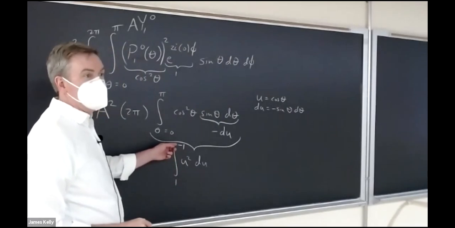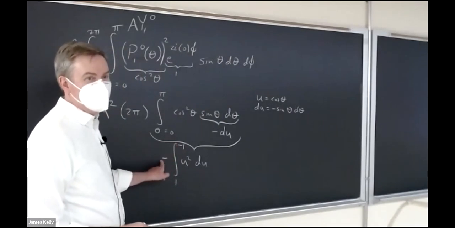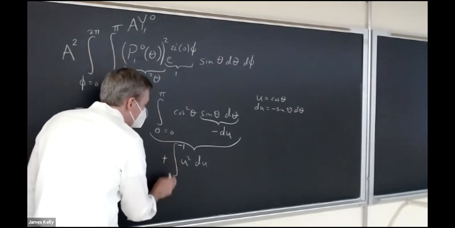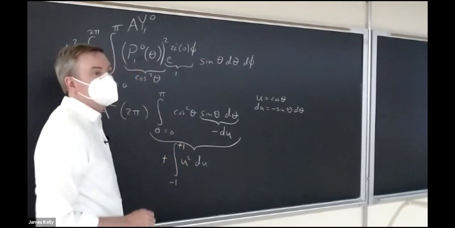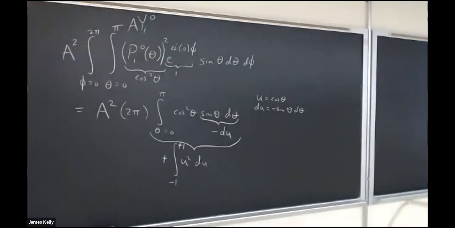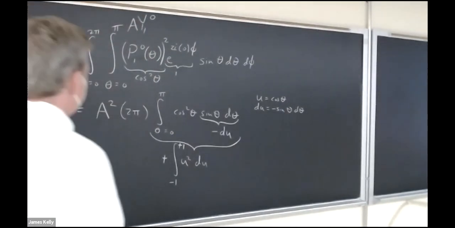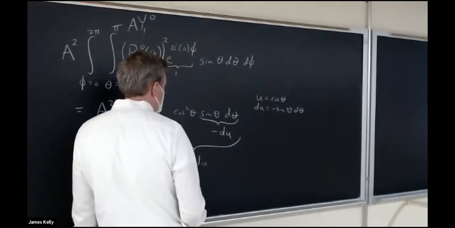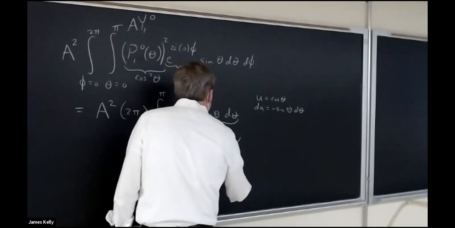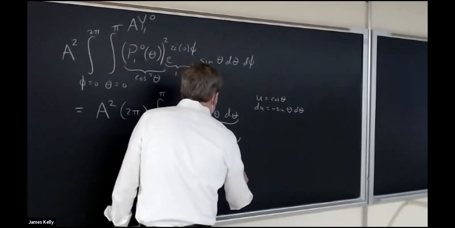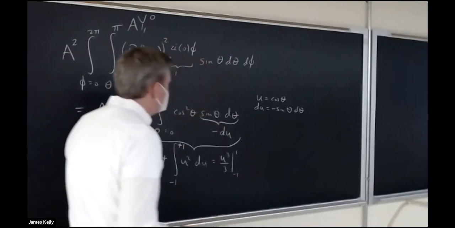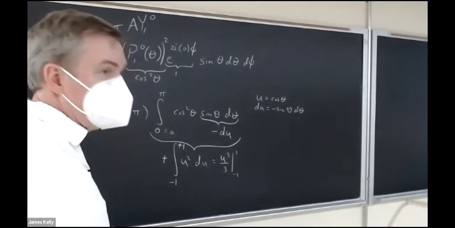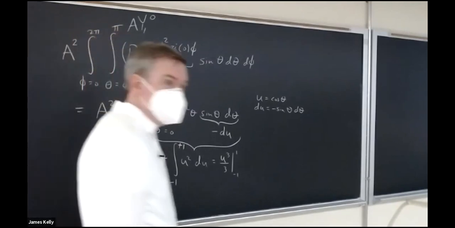Maybe you don't like those backwards limits, but I've also got a minus sign, so I can use that minus sign to flip the limits, right? I could also say that's plus the integral from minus 1 to plus 1. I'm just keeping fewer minus signs there. Okay, and then that is u cubed over 3 evaluated between minus 1 and 1. So that's 1/3 plus 1/3, which is 2/3, right?